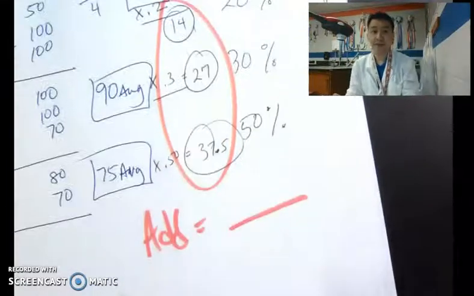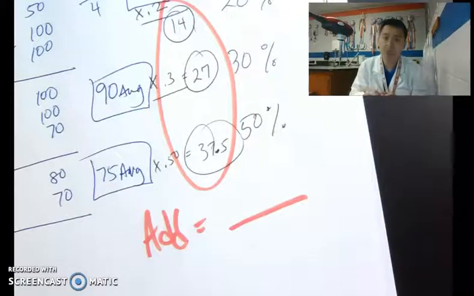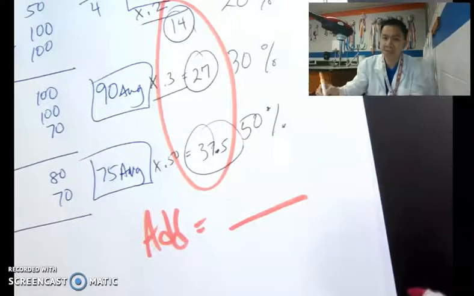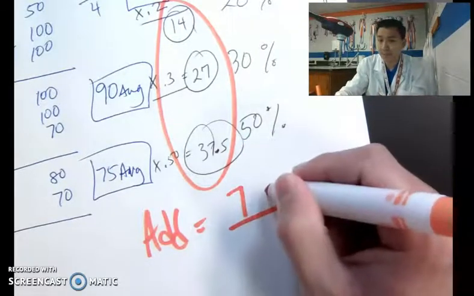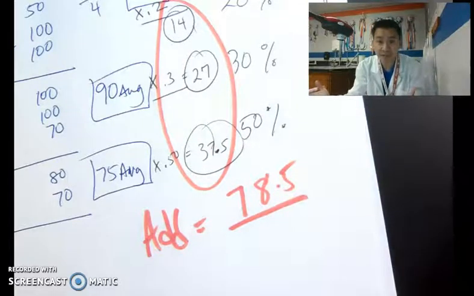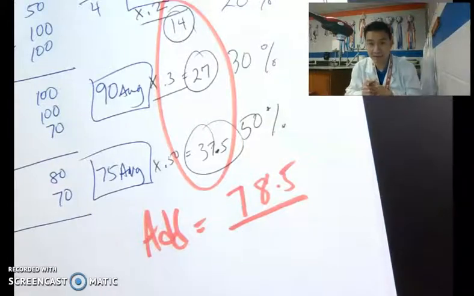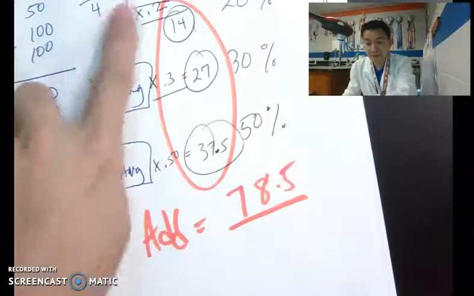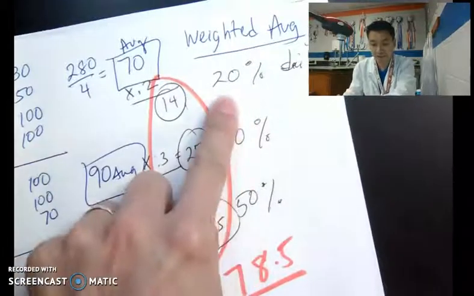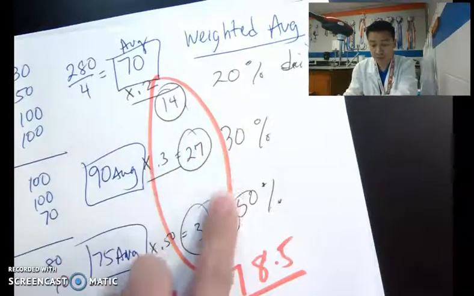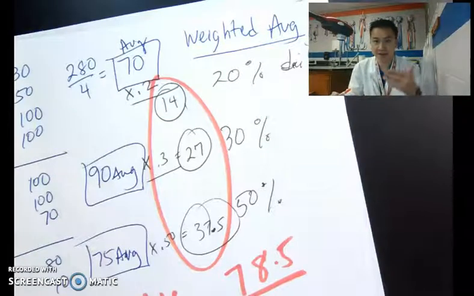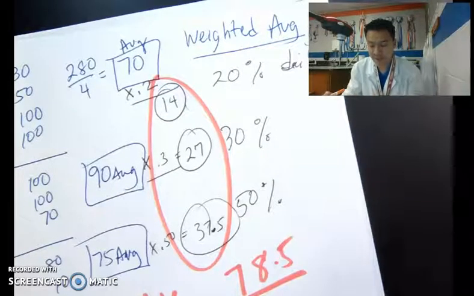Your final grade is 14 plus 27, which is 41, plus 37.5 is 78.5. So that's how you find your average for this class. You need to multiply the average of each section by its weight, changing the weighted percentages to decimals: 0.2, then 0.3, and then 0.5, and then add them up. It's different than just adding and then dividing by 3.